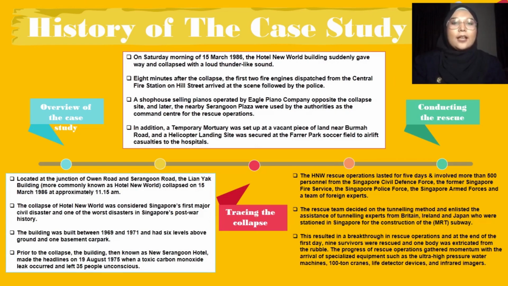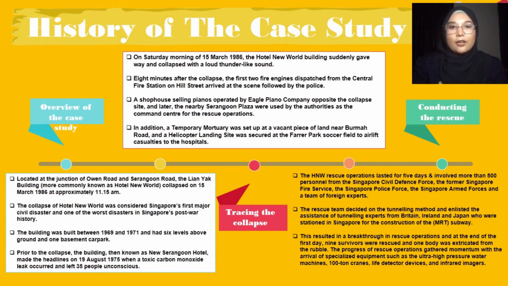Overview of the case. Located at the junction of Owen Road and Saranggun Road, the Lian Yak Building, more commonly known as Hotel New World, collapsed on 15 March 1986 at approximately 11:15 a.m. The collapse of Hotel New World was considered Singapore's first major civil disaster and one of the worst disasters in Singapore's post-war history. The building was built between 1969 and 1971 and had 6 levels above ground and 1 basement car park.